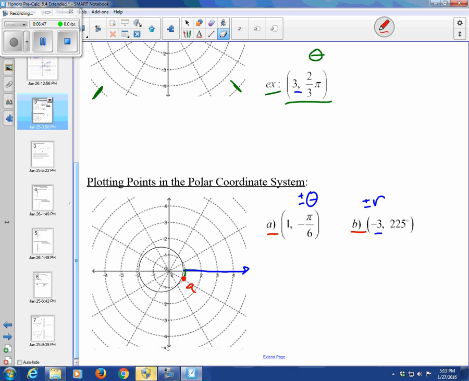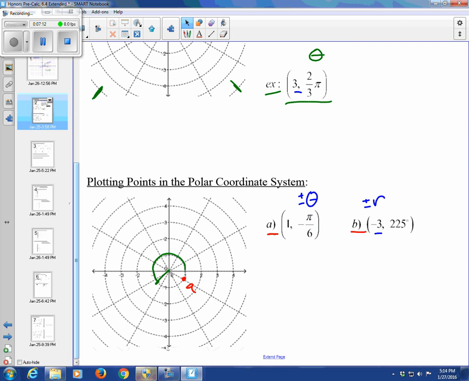All right, so let's go ahead and erase our visual aids and graph B. So right here with B, we're looking at a rotation of 225 degrees, which is going to be a rotation that takes us 45 degrees past 180, so basically halfway into the third quadrant.